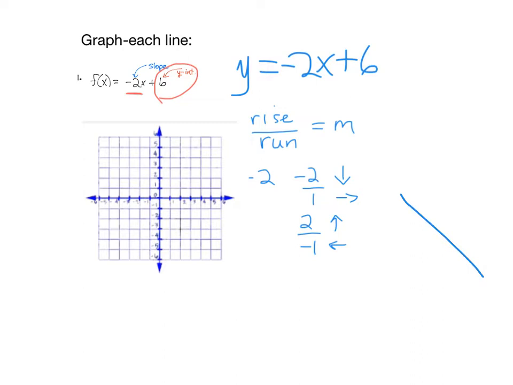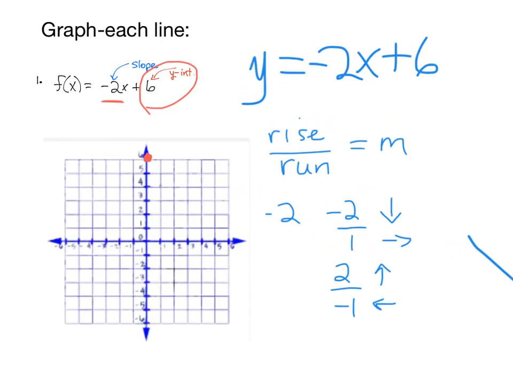So for this one, I'm going to plot my first point. Notice I'm at the very tippy top of the graph when I graph my y-intercept of 6. So going up 2 is going to take me off the graph. So I'm actually going to go down 2 and to the right 1. So if I go down 2 and to the right 1, that will give me my next point that I can graph to create my line.